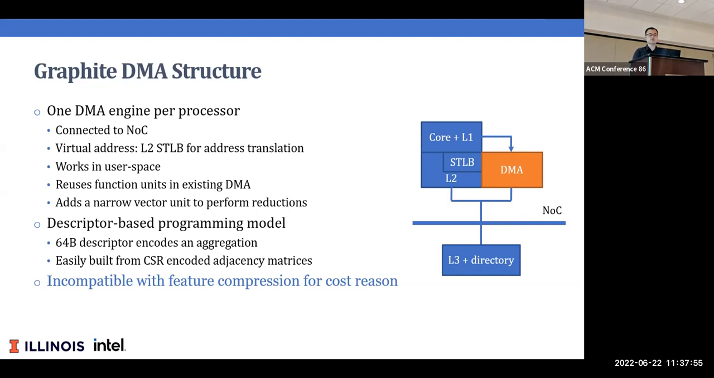For aggregation, the enhanced DMA engine reuses many function units in the original engine. It adds a narrow vector unit to perform the reductions. We adopt a descriptor-based programming model. We design a descriptor that can encode an entire aggregation and can be easily built from an adjacency matrix encoded in the CSR format. Because compression hardware is expensive, we do not add it to the DMA engine. So the hardware-assisted aggregation is incompatible with feature compression. Nonetheless, it is orthogonal to the other software techniques.